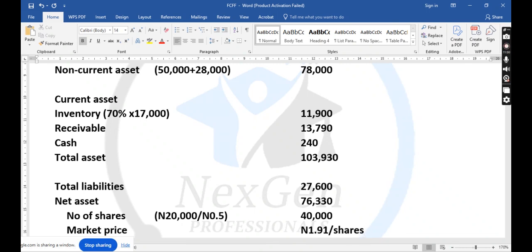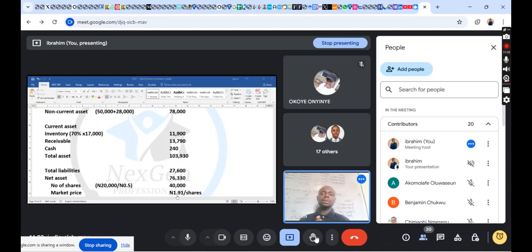Can you see it? If you want to value this business, you will quote the value as 76,330. The value is 76,330 because if you multiply 1.91 per share times the ordinary shares, which is 40, you have 76,330. Now, the range, which is the market price per share, is 1 year.